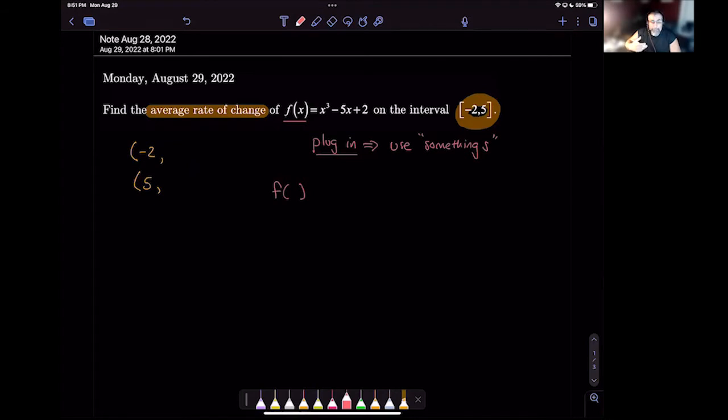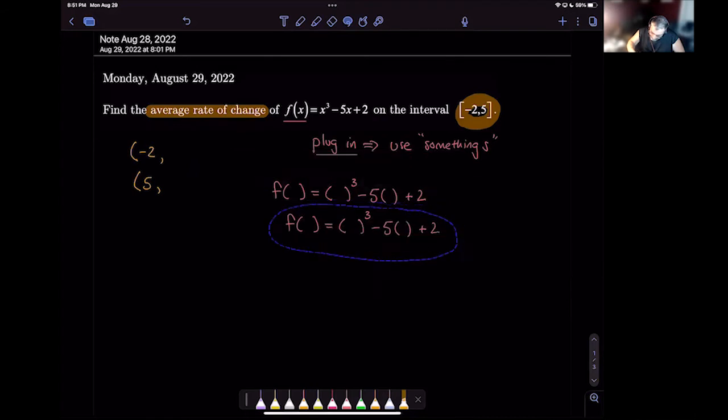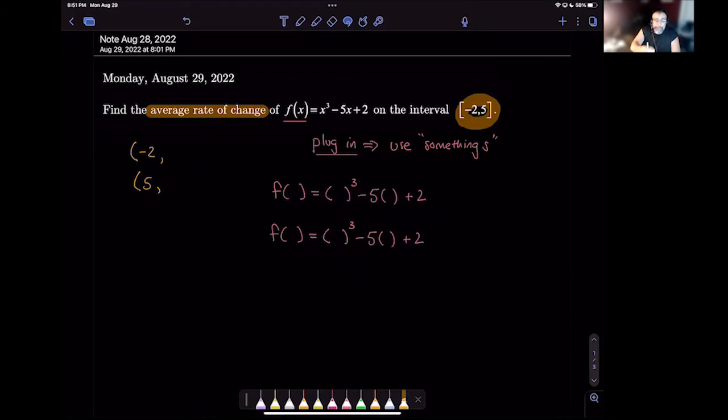So I'm going to use an empty set of parentheses as my something. I'm going to do f of something equals, and then everywhere I see an x, I'm going to put the placeholder. So f of something equals something cubed minus 5 times something plus 2. And that's the way this function gets plugged into. I know using these somethings seems very basic to you. Okay, I get that. But you've got to understand that I kind of know where we're going. And if we get used to the idea of using somethings now, I promise you it's going to pay off later on.